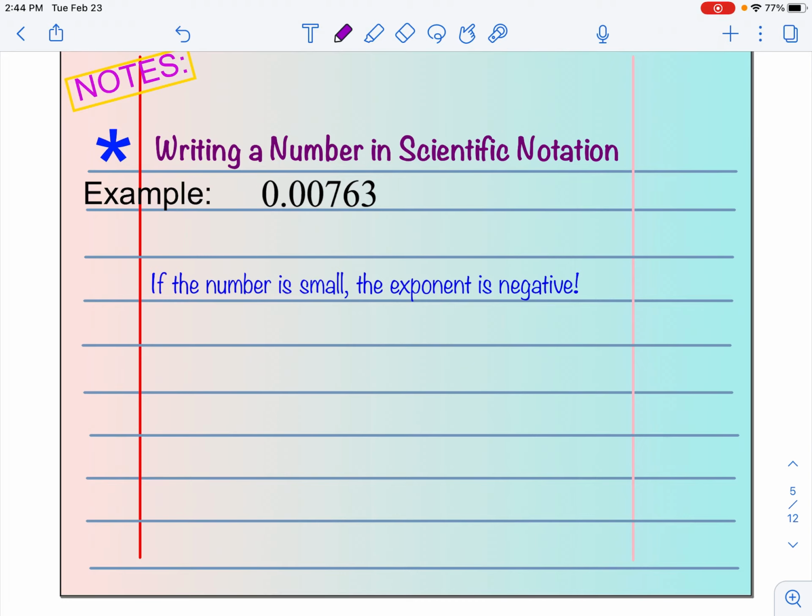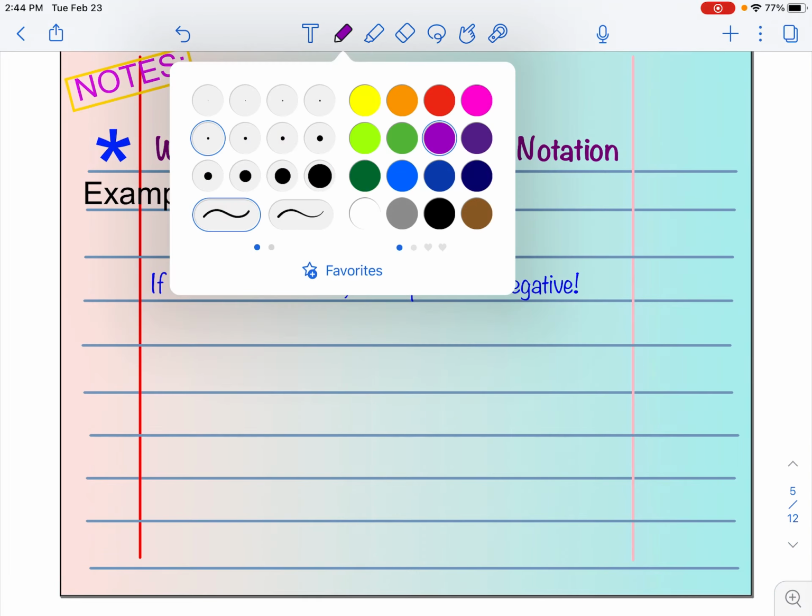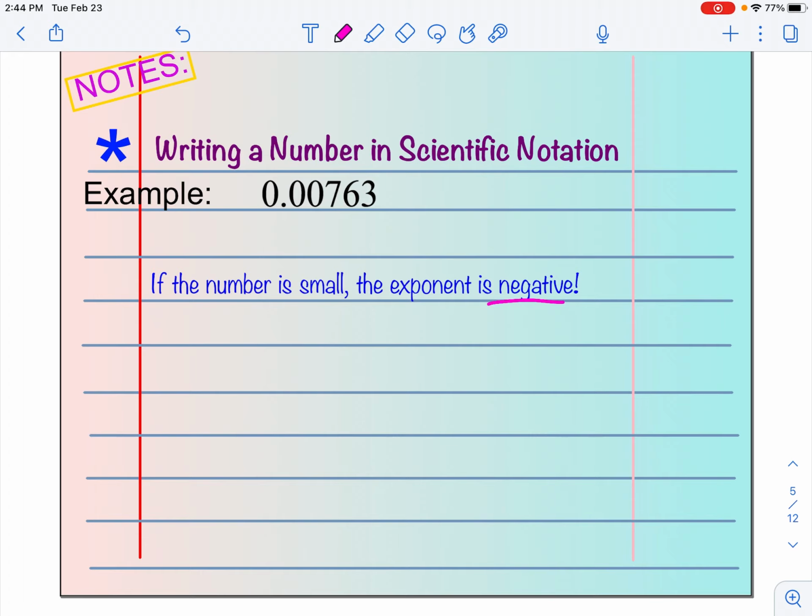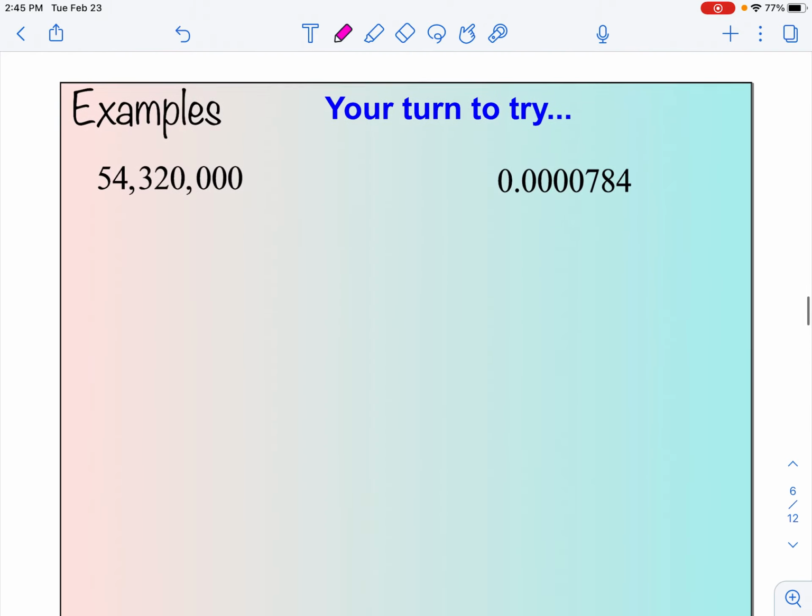So if the number is small, like this one, what's going to change is that your exponent is going to be negative. But we do the same thing. We start where the decimal is and we move it over 1. We move it over 1, 2, 3. That's 7.63. Yep, that's a number between 1 and 10. Times 10 to a power. How many places did I move it? 1, 2, 3. So it's going to be to the third power. But that would mean it would be a big number. This is a small number, so it's going to be a negative exponent.